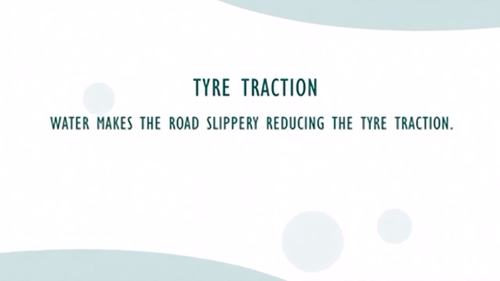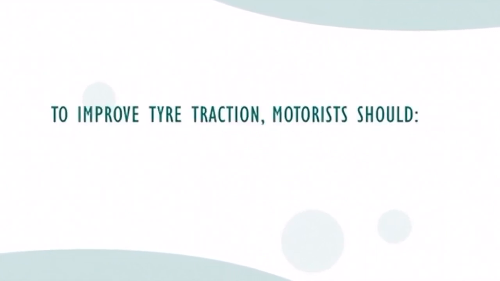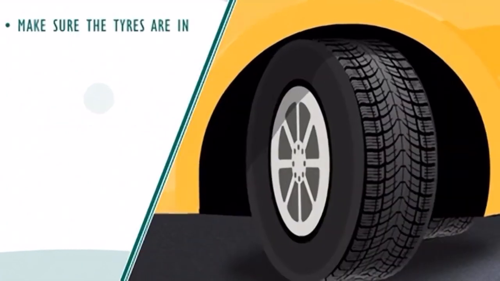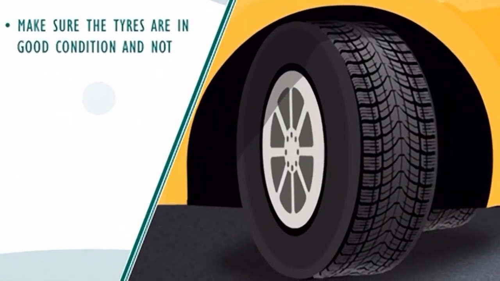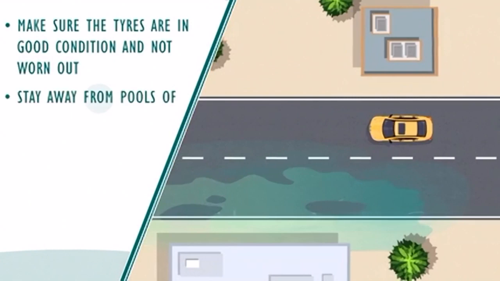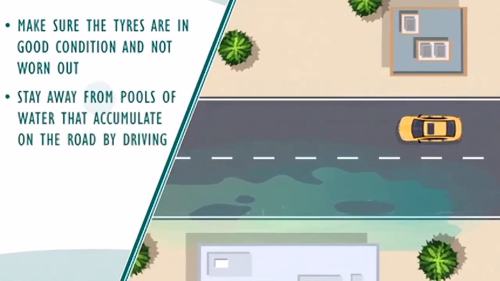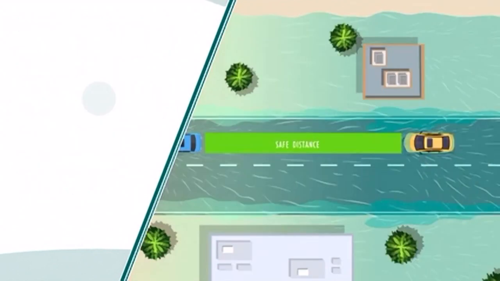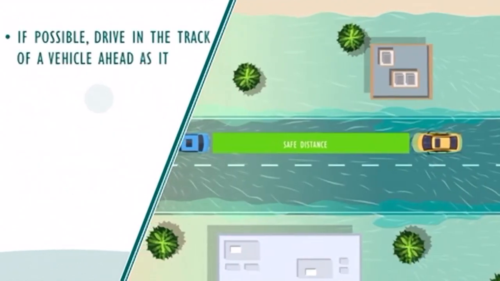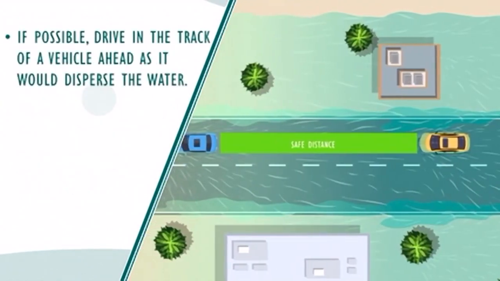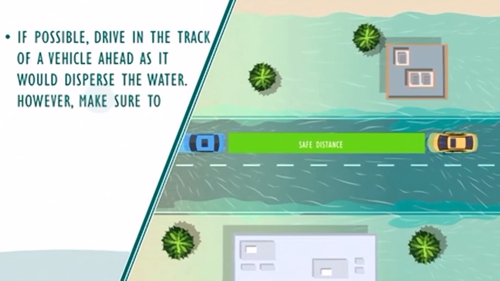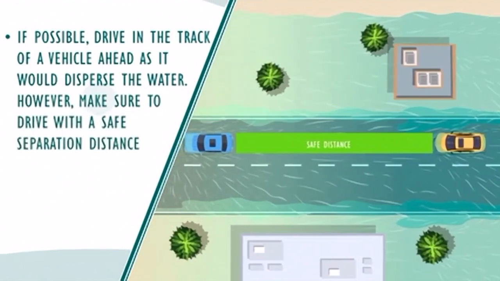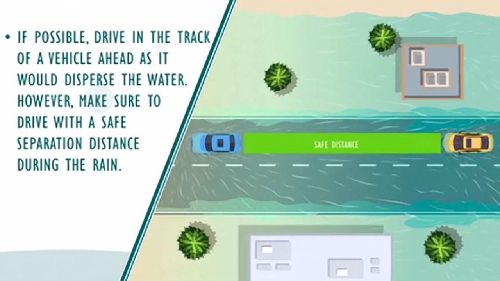Water makes the road slippery, reducing the tire traction. To improve tire traction, motorists should make sure the tires are in good condition and not worn out. Stay away from pools of water that accumulate on the road by driving in a lane where there is less water. If possible, drive in the track of a vehicle ahead, as it would disperse the water. However, make sure to drive with a safe separation distance during the rain.